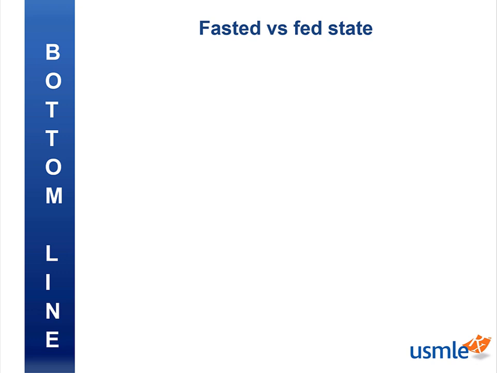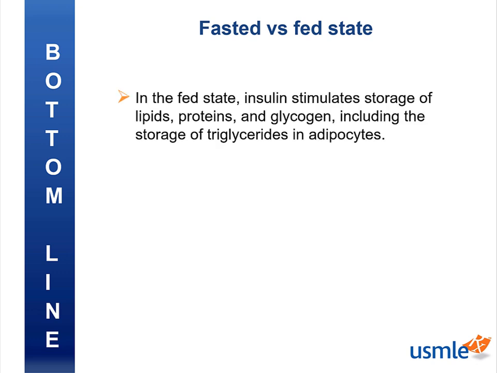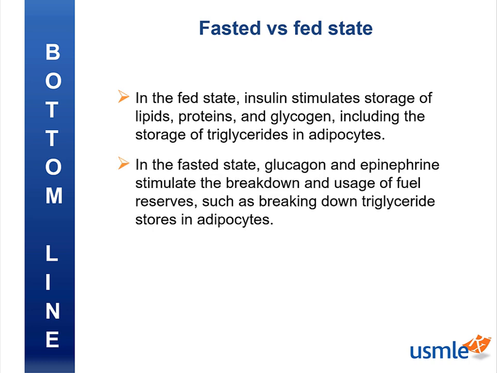Well, we've made it to the end. What's the bottom line? In the fed state, insulin stimulates storage of lipids, proteins, and glycogen, including the storage of triglycerides in adipocytes. In the fasted state, glucagon and epinephrine stimulate the breakdown and usage of fuel reserves, such as breaking down triglyceride stores in adipocytes.